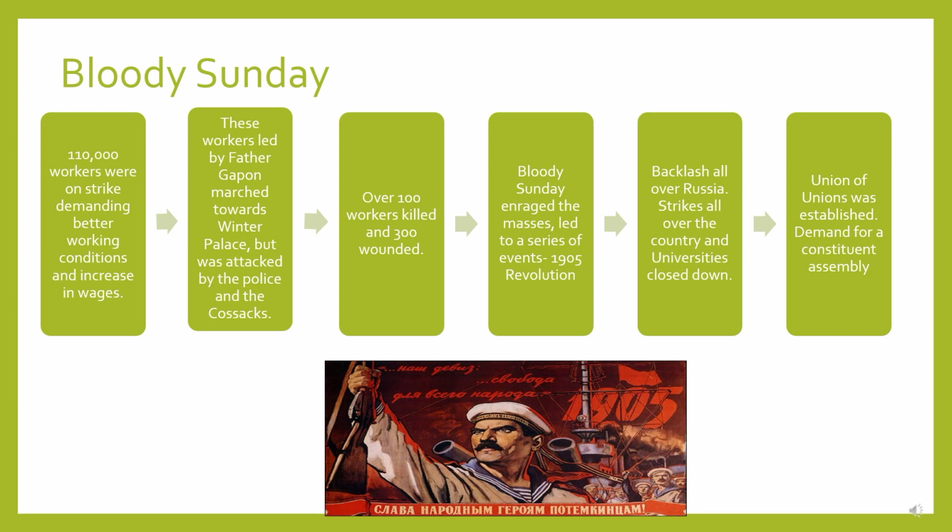Now this news spread all over Russia and people were enraged by this. They shut down universities and conducted strikes as a signal of dissent. Now parties came together and formed the Union of Unions and demanded a Constituent Assembly, which was a very simple request. Now let's see what followed.